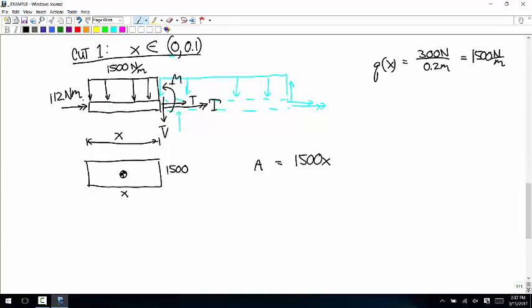And now I can represent that distributed load as a point force, so I'll draw this again. We have the torque of 112. We have the force vector acting at the middle of 1,500x, the area of that rectangle. Then we have the tension, shear force, bending moment, and torque.